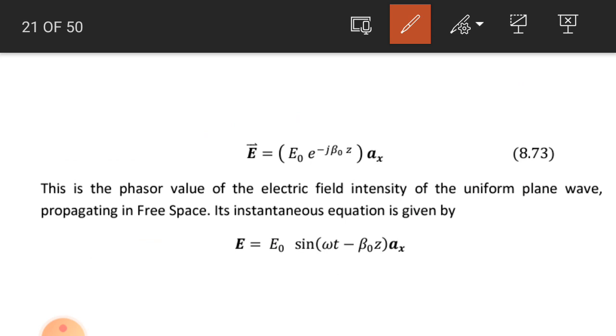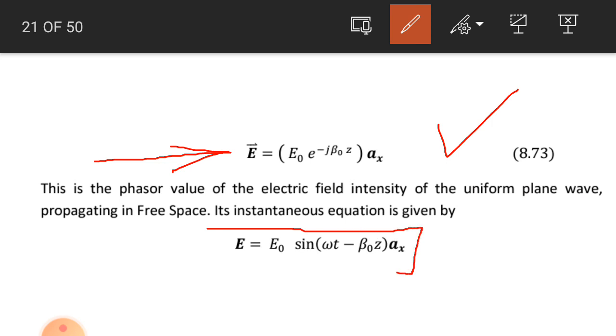So here is the phasor value of the electric field intensity in free space. The phasor value of the electric field intensity in free space is equal to E naught e raised to power minus j beta naught z a x. And we can write down the same electric field intensity in phasor form.